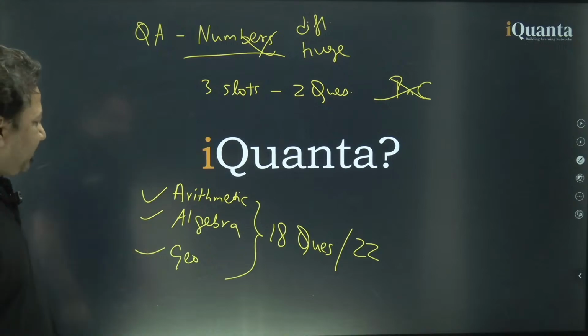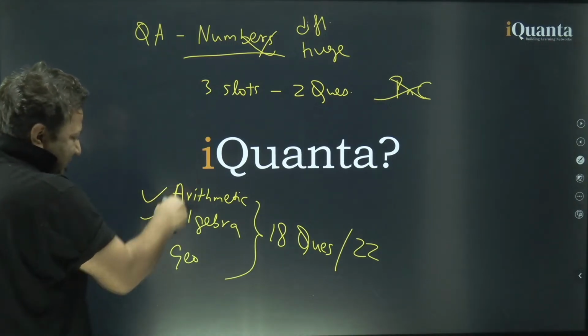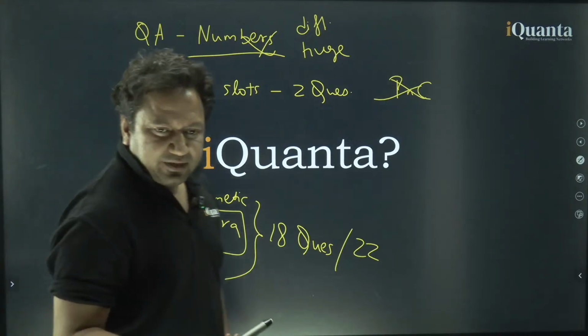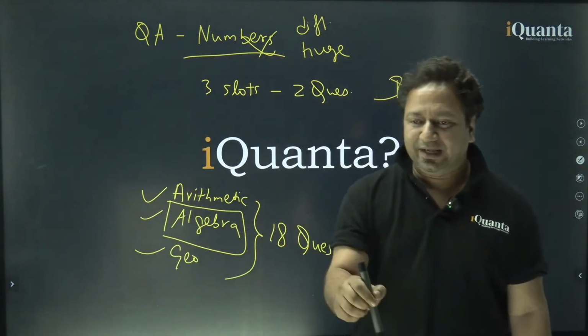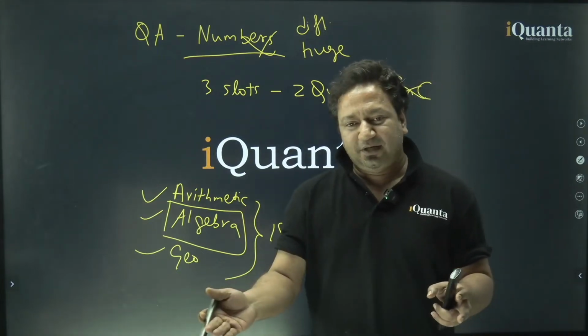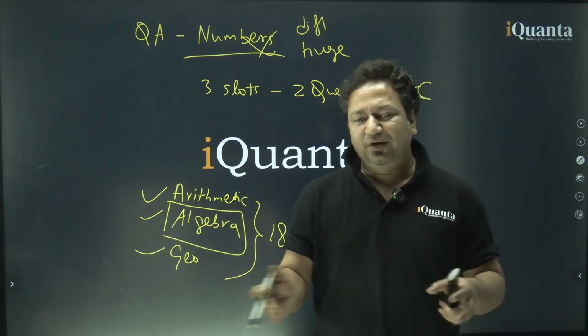18 questions total. And by the way, in these 3 modules, algebra looks the most difficult, but at the very same time, it is the most scoring. Either you know algebra or you don't know algebra. And because you will be studying for it, you'll know all the questions.